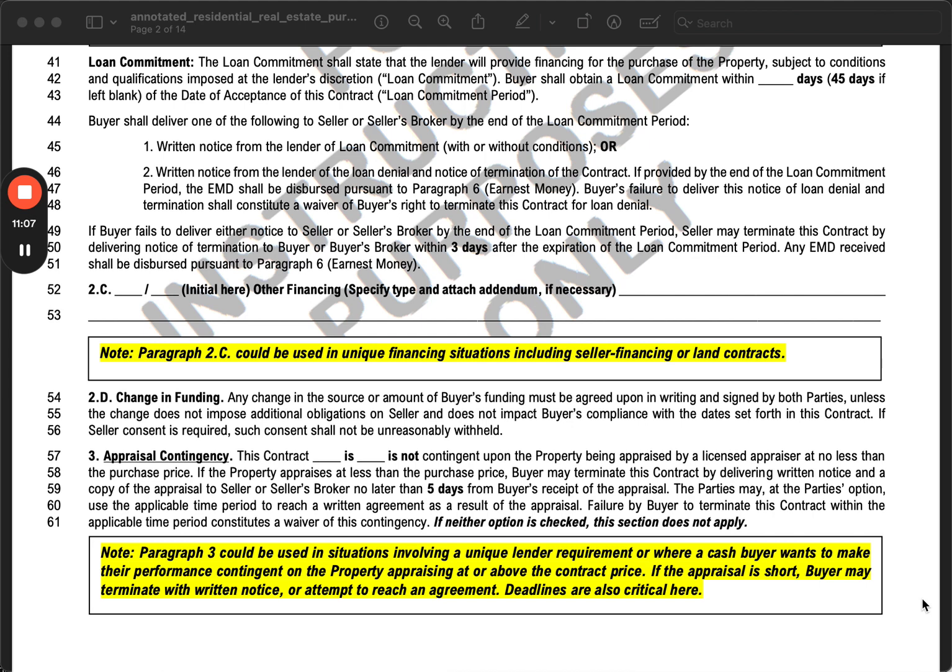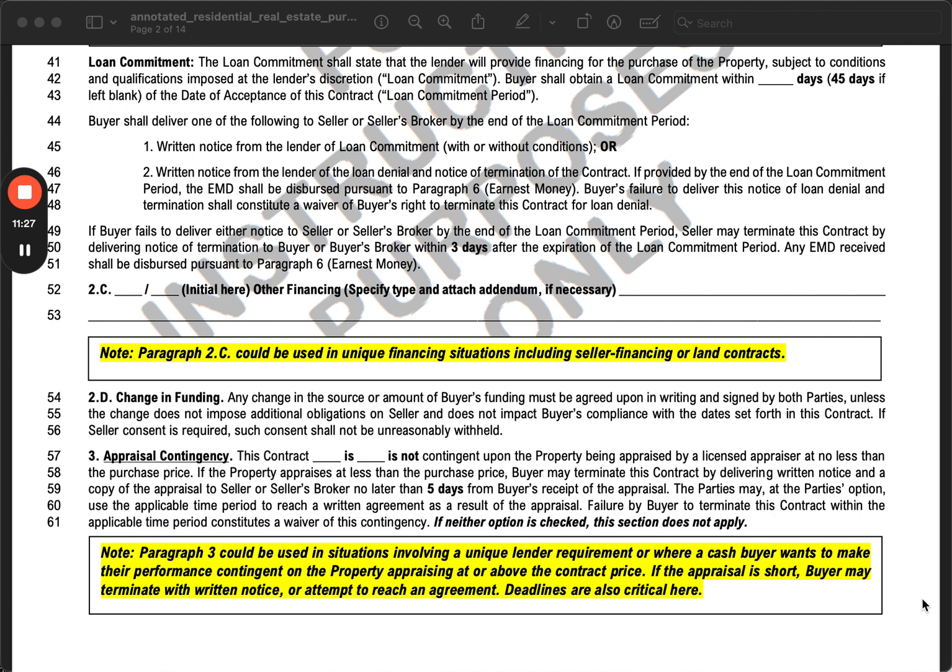Line 49. If the buyer fails to deliver either notice to the seller or the seller's broker by the end of the loan commitment period, the seller may terminate this contract by delivering notice of termination to the buyer or the buyer's broker within 3 days after the expiration of the loan commitment period.